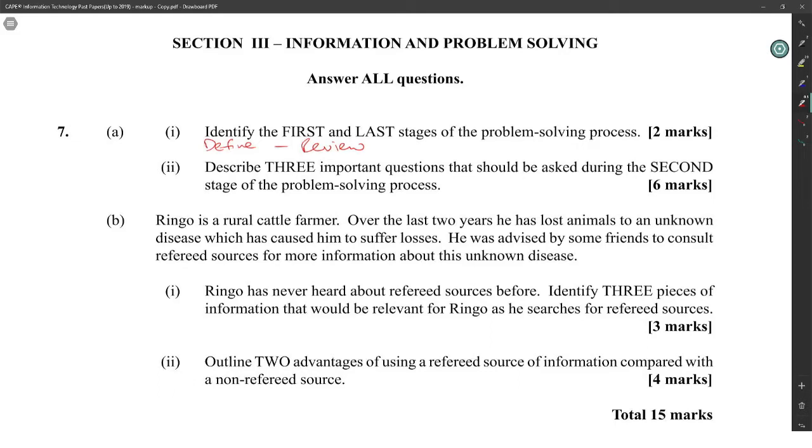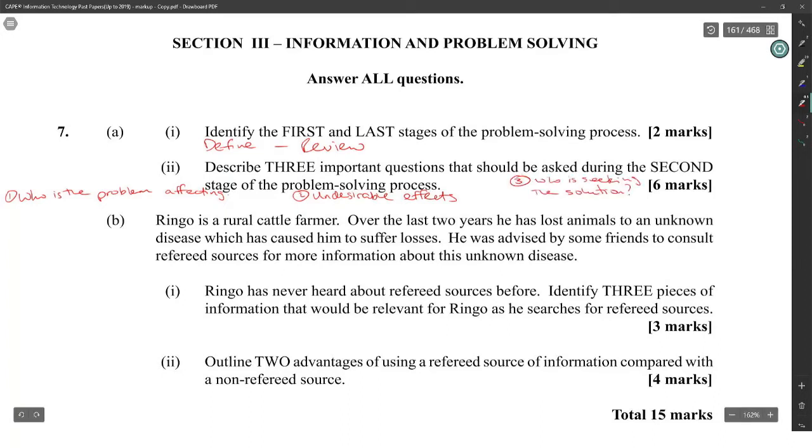So in analyzing, this is when you're doing a problem definition. Okay, this is who is the problem affecting. 2 would be what are undesirable effects, and 3 would be who is seeking a solution. Yeah, who is seeking the solution? That'll be the question. So who is the problem affecting?